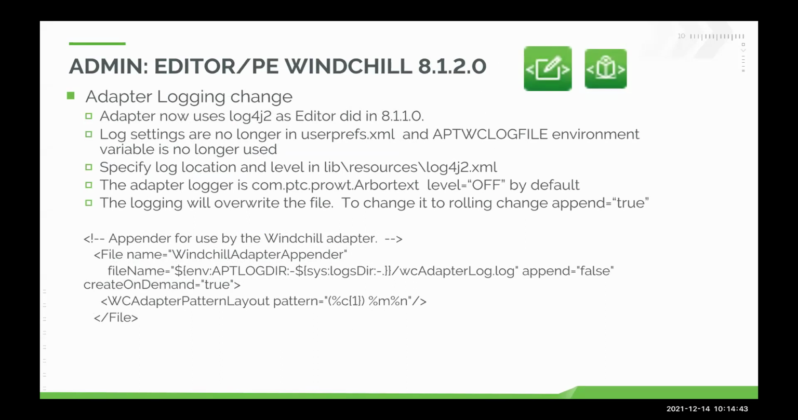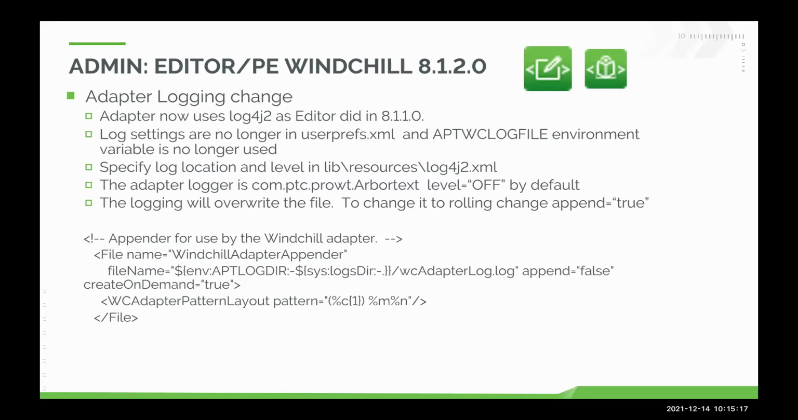Another change for this release is that the WINDCHILL adapter will now be using the log4j2, similar to what we have already been doing with the rest of editor in 8.1.1.0. But what this means is that if you need to troubleshoot something with the WINDCHILL adapter and you need to turn on your logging for it, the mechanism for turning on the logging has changed.